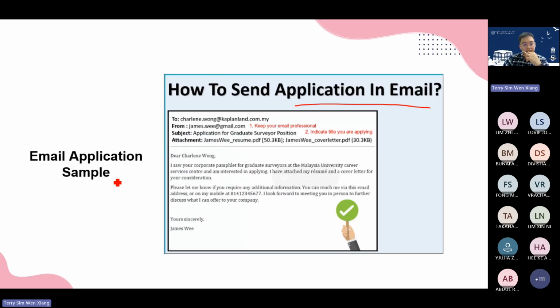Then if you got their email, you can directly send an application stating that, oh, I saw your vacancies on LinkedIn and I am trying to reach out to you here. I am from Semen University, Malaysia, and I've attached my resume and cover letter for consideration. And then again, the interview request, and then a thank you.